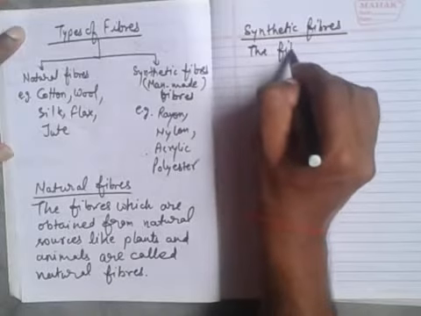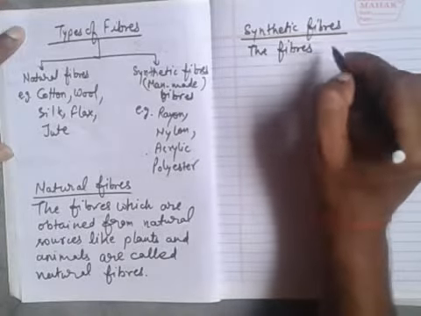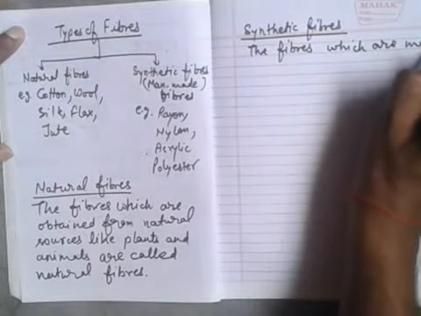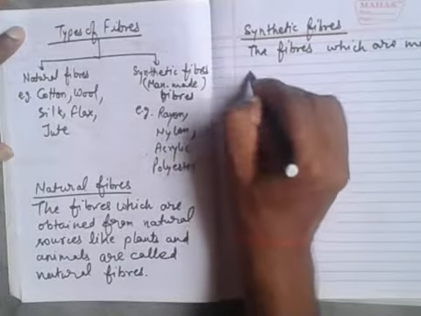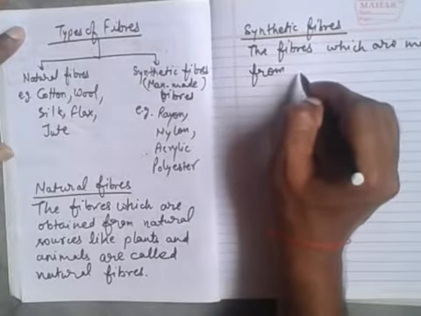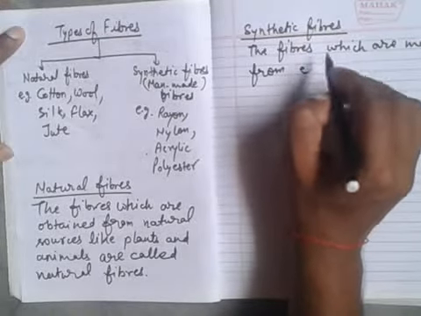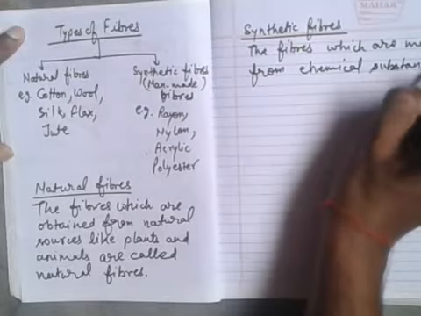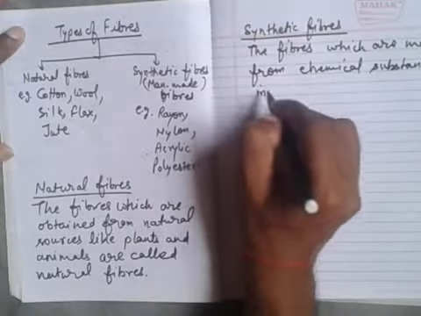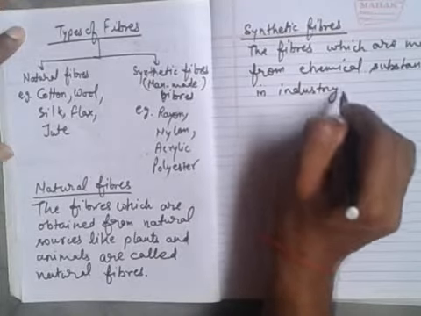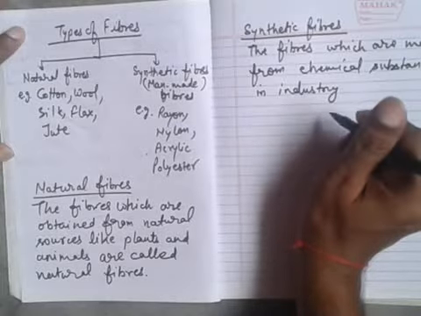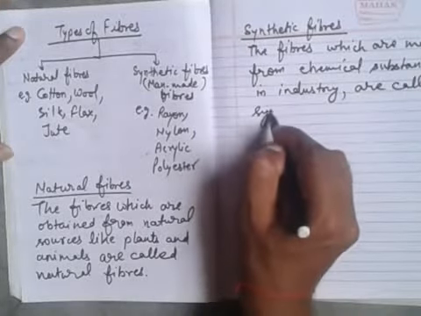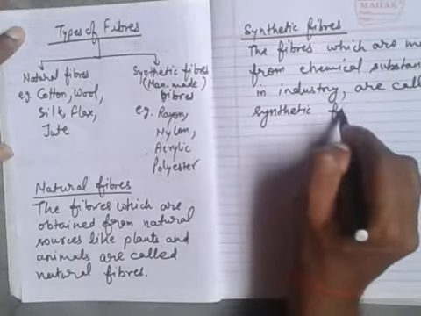The fibers which are made from chemical substances in industry, these are called synthetic fibers.